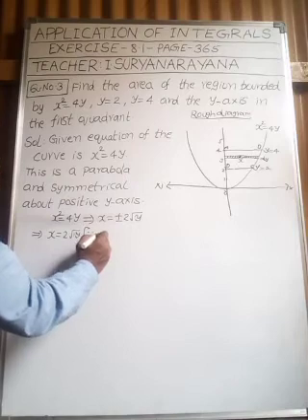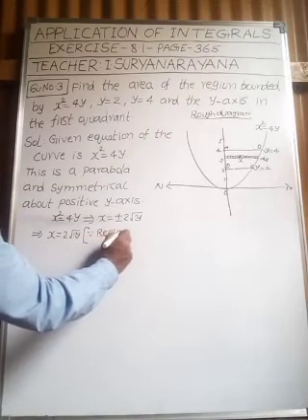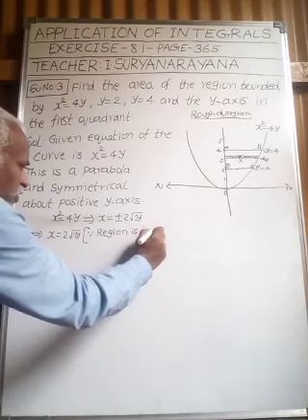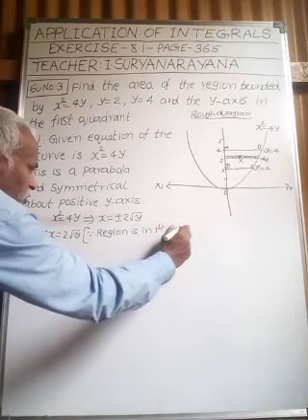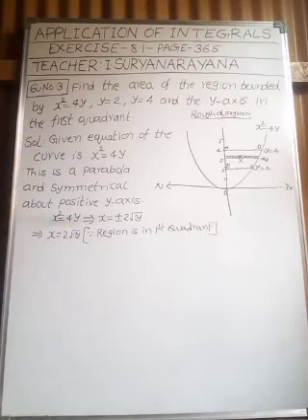Since the required region is in the first quadrant, we are taking the positive value here. Understood this step, my children?